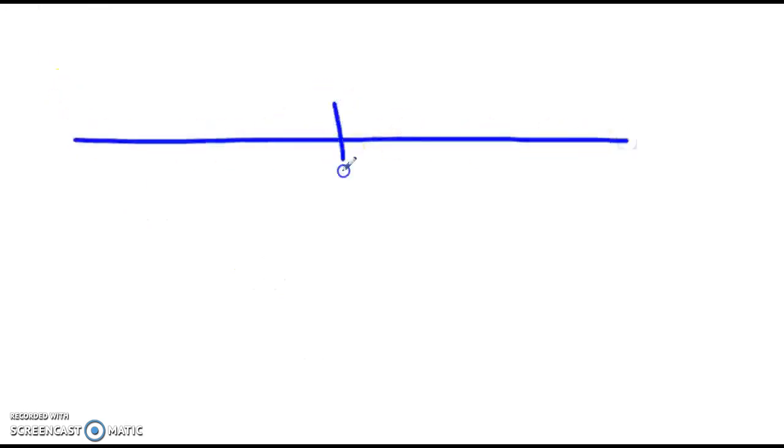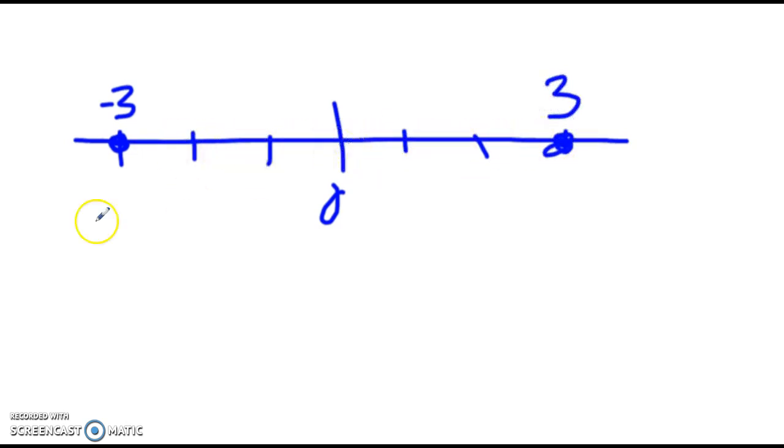Because if I made them into a number line, here's 0. We have 1, 2, 3, negative 3, and 1, 2, 3, positive 3. They're both 3 places from 0.